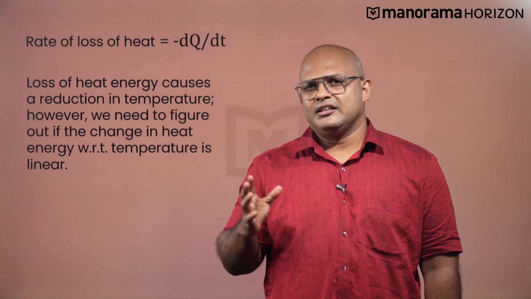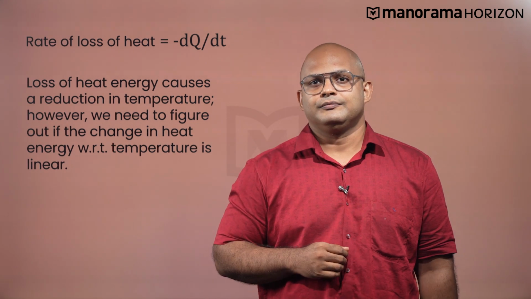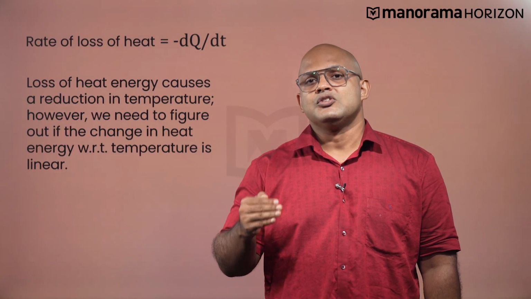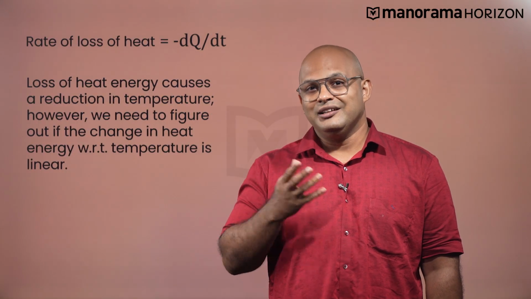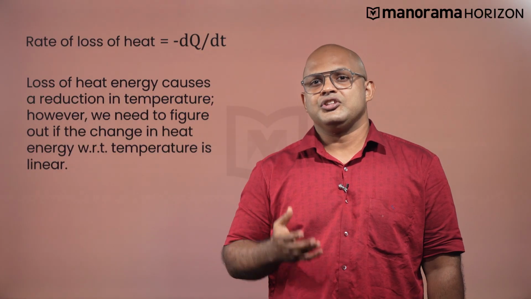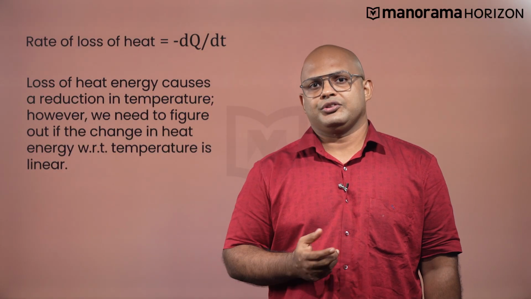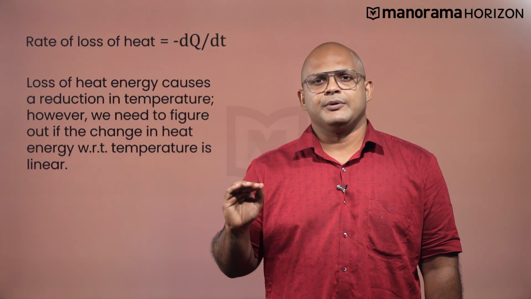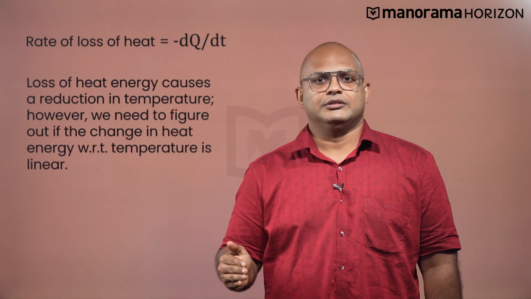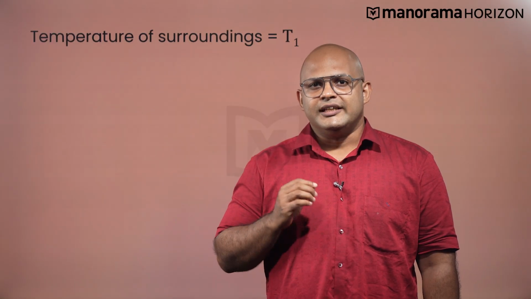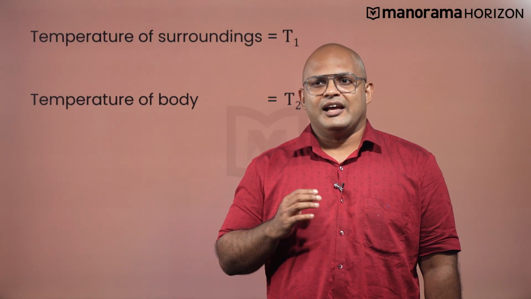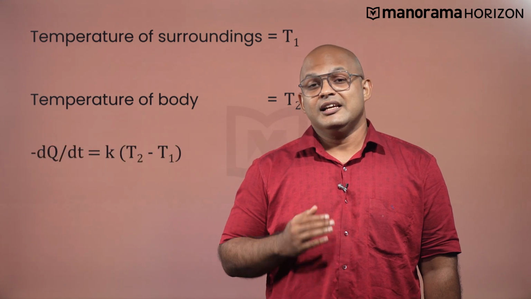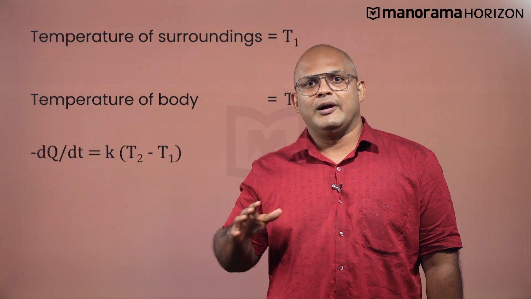There is something extra added in this equation, that is the negative sign. What does it do? It indicates that heat is being lost from the body, so the slope of the graph will be negative. That is, the initial heat energy was greater than the final heat energy of the object. The question is, are the loss of heat energy and the change in temperature linear with respect to each other? Let's find out. Let's take the temperature of the surroundings and the body as T1 and T2. So we can write minus dQ by dt is equal to small k times (T2 minus T1).